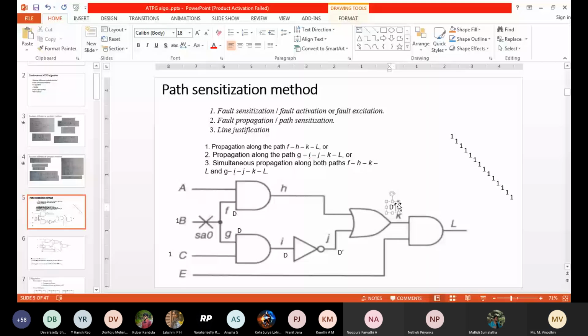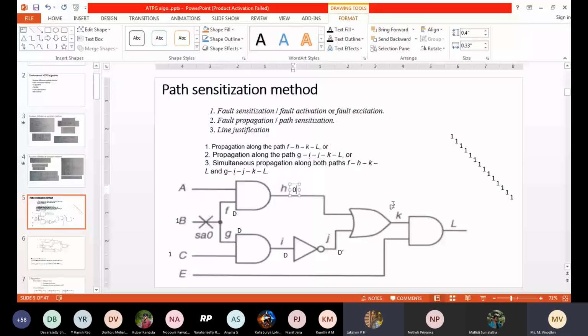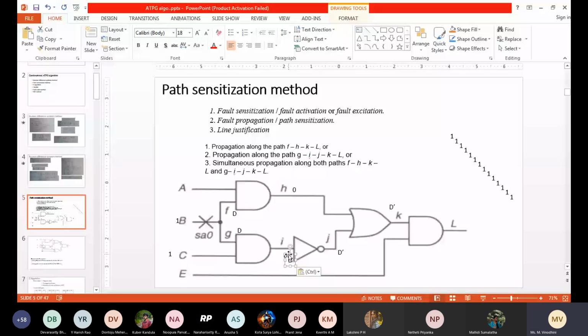0. It should be 0. And this D bar, if I want to take it to the output, L, E should be? E should be 1. Whether we are able to propagate now? Are we able to propagate the fault? Yes, ma'am.